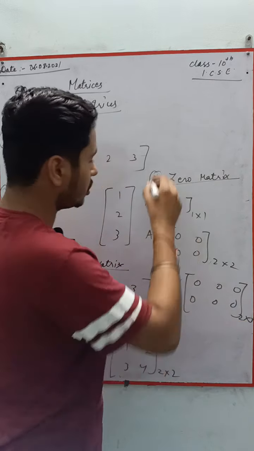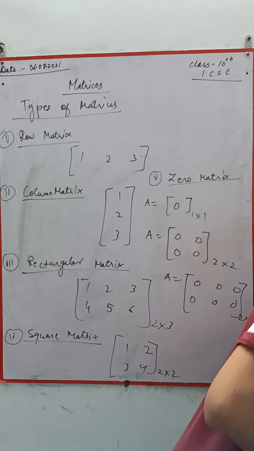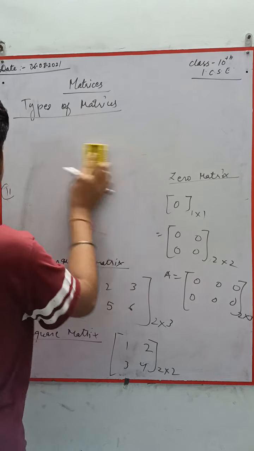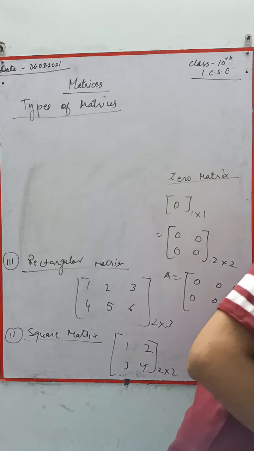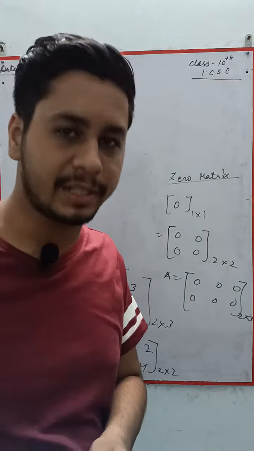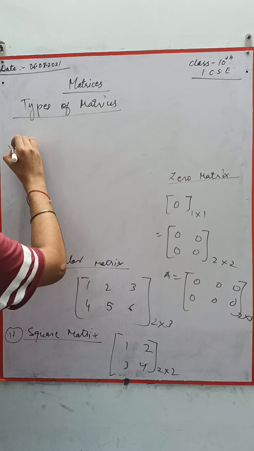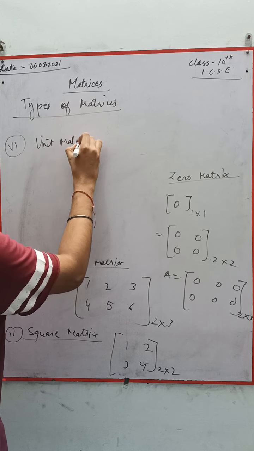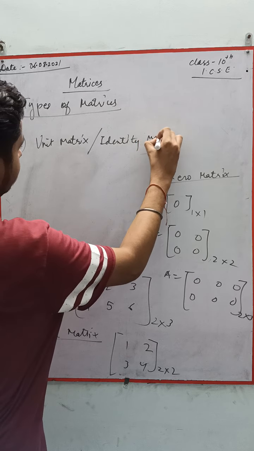Then comes the very important matrix of the chapter, the identity matrix, which you have to keep in mind, because it has a unique identity in this chapter. Again, by the name, identity matrix, it has some unique identity. What is that? Let us understand. That is the sixth type, the unit matrix. This is also called the unit matrix, or the identity matrix, as I said.